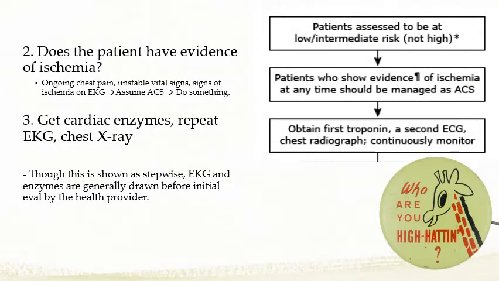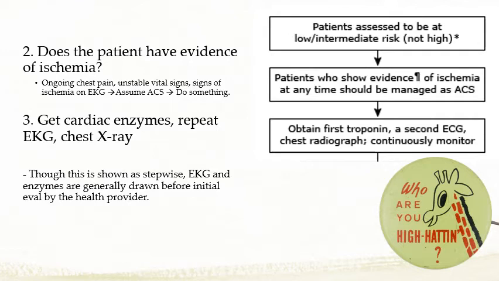So the next part is, does the patient have any evidence of ischemia? So they have ongoing chest pain, even though we've given them oxygen and nitroglycerin and aspirin. Do they still have chest pain? Do they have unstable vital signs like a high blood pressure or low blood pressure? Do they have signs of ischemia on EKG? Well, then there you're going to assume an ACS. You're going to go the route of a PCI or something. Okay.